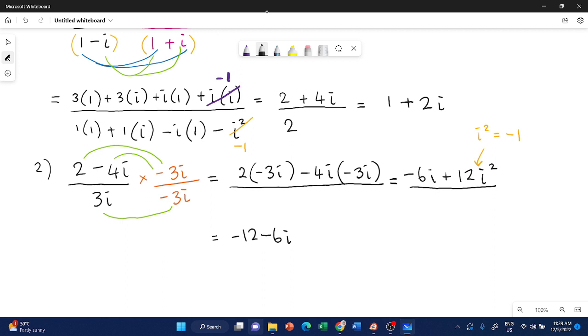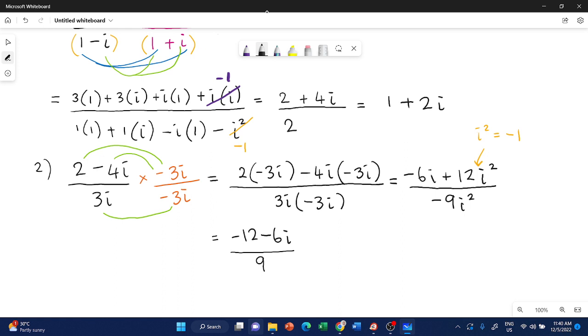And then we look at the denominator. So 3i times negative 3i, we write down something like this. And then when we multiply, we have negative 9i squared. Okay. So here we have another case. i squared is negative 1. So that means here we have negative 9 times negative 1. So this part becomes positive 9.